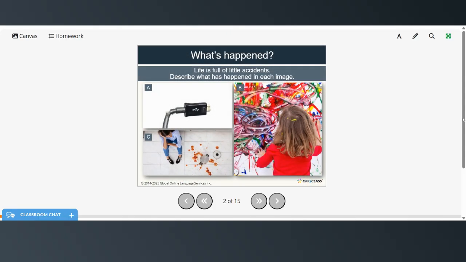Alright, so life is full of little accidents. Describe what's happened in each image. Here it looks like the cord is damaged. Here she's painted on the wall, I think. Here the person has dropped some food on the floor.